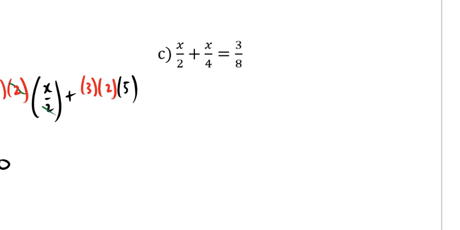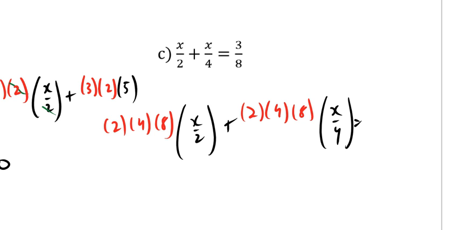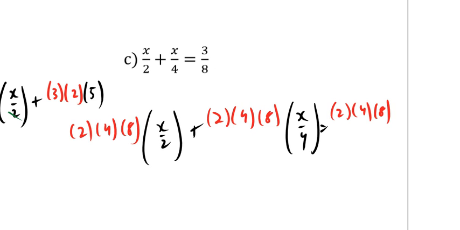Watch. I'm going to do it 2 ways. So I'm going to do it fast to try to get through it. Okay? So the first way I'm going to do it like we've been doing. So it's going to be 2 times 4 times 8 times x over 2 plus 2 times 4 times 8 times x over 4 equals 2 times 4 times 8 times 3 over 8. So the 8s are gone there, the 4s are gone there, and the 2s are gone there.